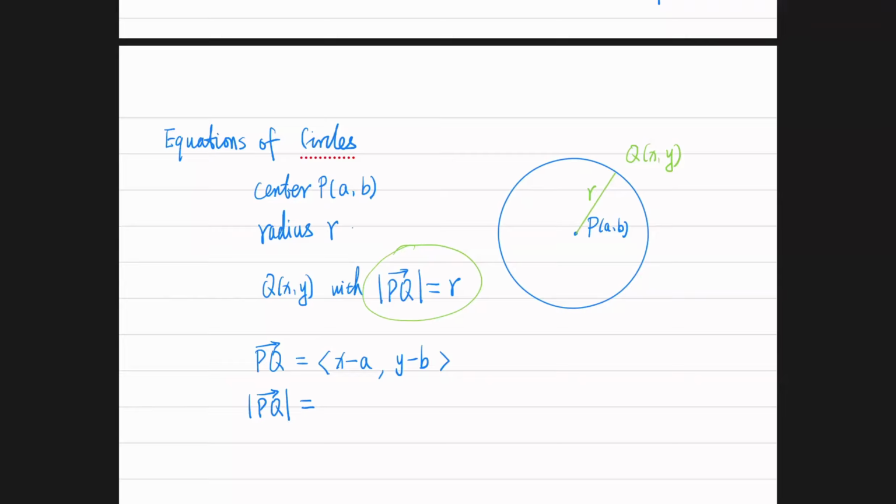Zisheng? I'm not sure. So we have a vector here. How do we find the norm?